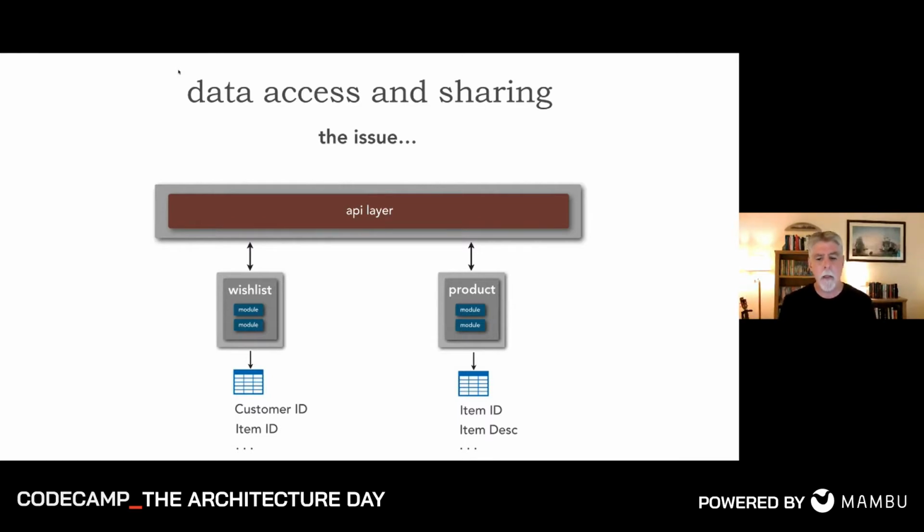And then we have a product catalog service on the right-hand side. Now notice the wish list has its own table, wish list table, nice bounded context, great for microservices, that contains the customer ID, the item ID, the number of items, etc. And then we have our product catalog, which includes the item ID, the item description, dimensions, weight, all that kind of information. Well, here's the issue, everyone.